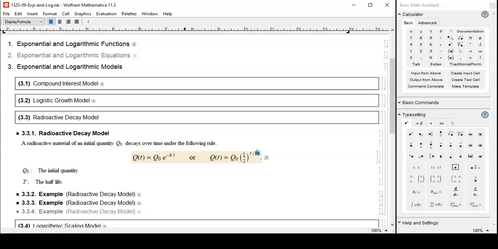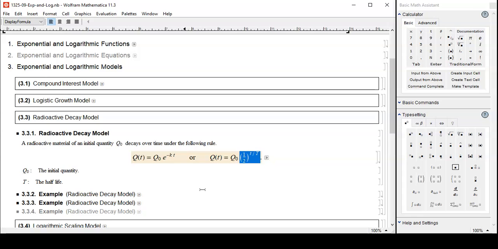It takes capital T time units, whether it is seconds or minutes or years, whatever. It takes capital T time units till the initial quantity is halved. So when t is 0, then this whole thing is 0 power, so it's 1. So the initial quantity is Q0.